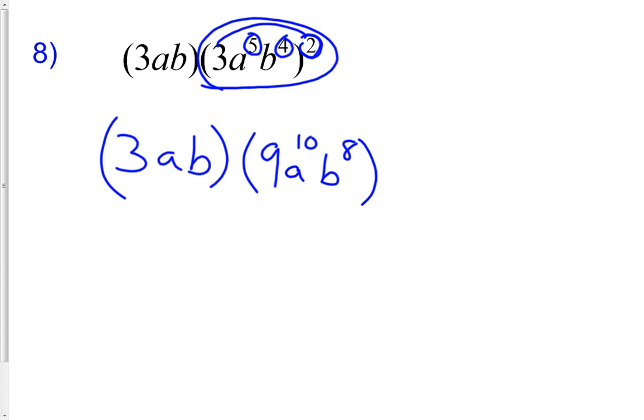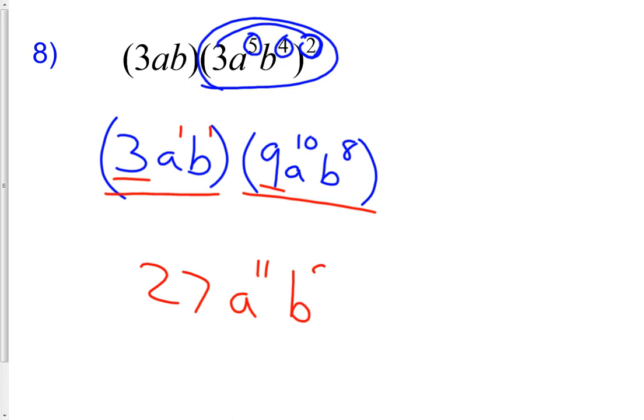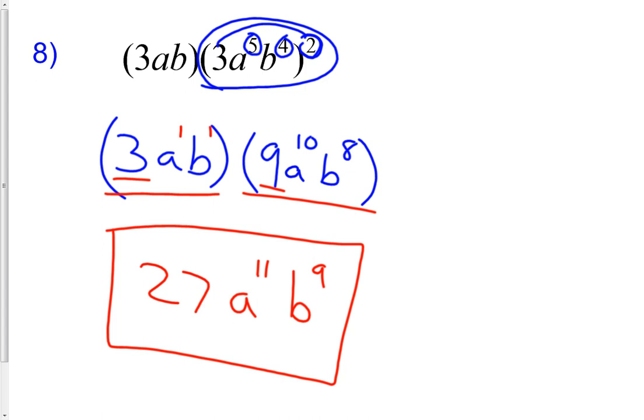Now you can multiply these two monomials together. When you multiply the coefficients, 3 times 9 is 27, and then you add exponents. a to the first times a to the 10th is a to the 11th. b to the first times b to the 8th is b to the 9th. With common bases, when you're multiplying, you add the exponents. So there's question number 8.